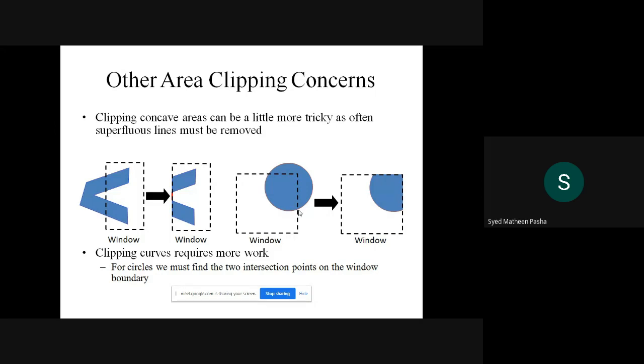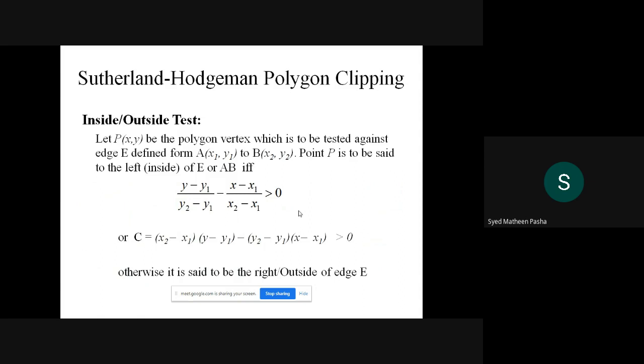So these are some of the concepts you need to remember with respect to clipping. This might be asked as a 2 to 4 marker question. That is, the question might be included in the sub question to explain the inside as well as outside test condition with respect to Sutherland Hodgman polygon clipping. So you people can write down this question as well.